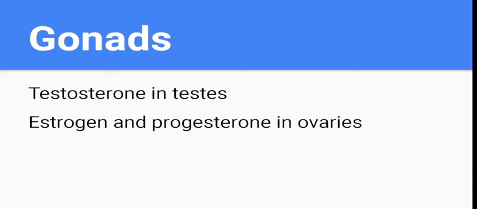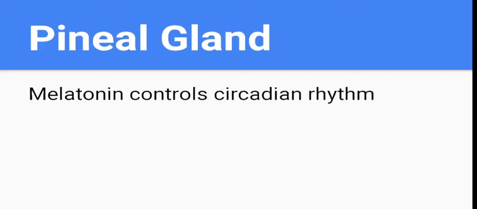Gonads: testosterone from the testes, estrogen and progesterone from the ovaries. Pineal gland, melatonin. That's important for your circadian rhythm, which is how you stay awake and go to sleep and your day-to-day activities. If you take too much melatonin, it can cause your body to make less melatonin, so now your body's reliant on that supplement, which is just bad in the long term. That's why you should never really take melatonin supplements.